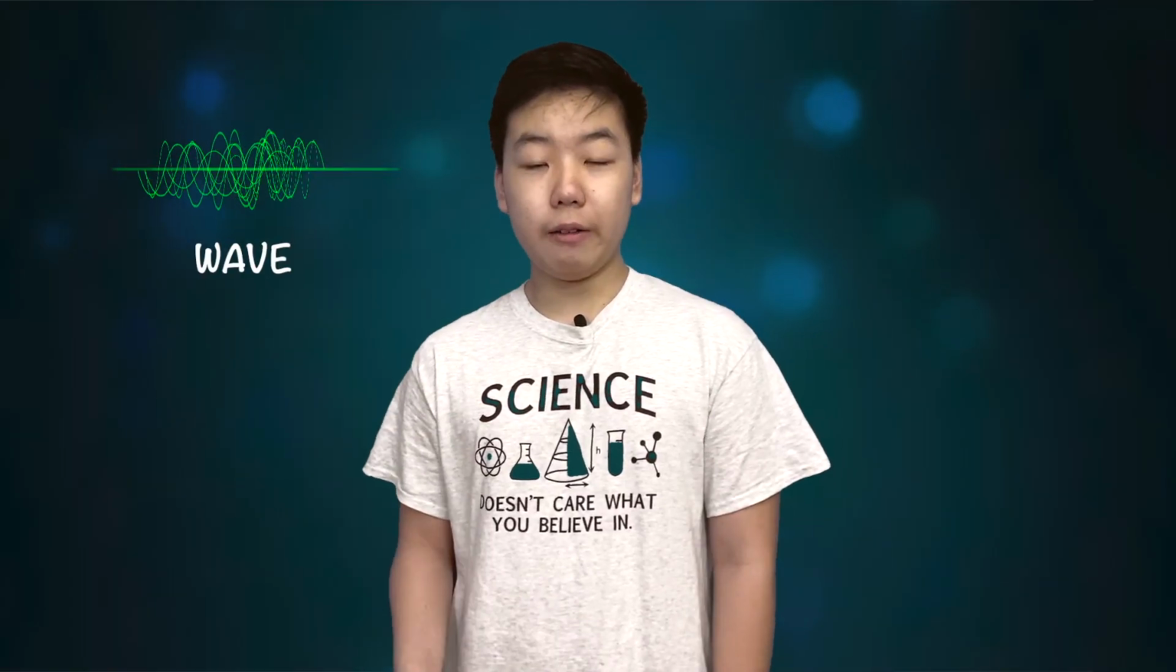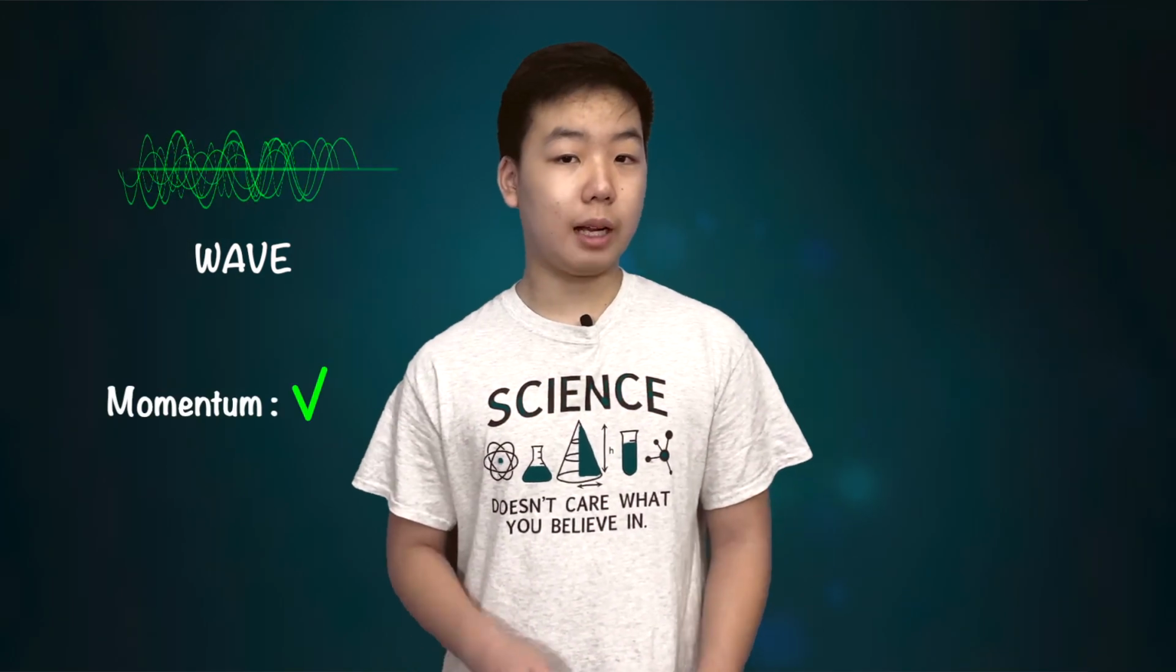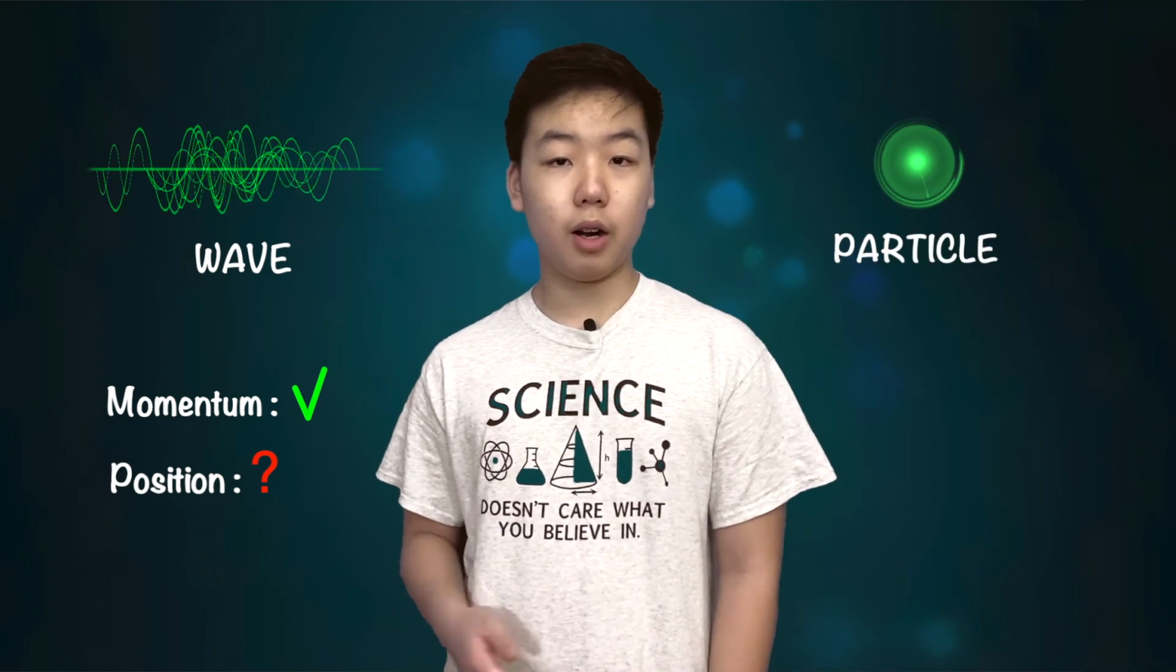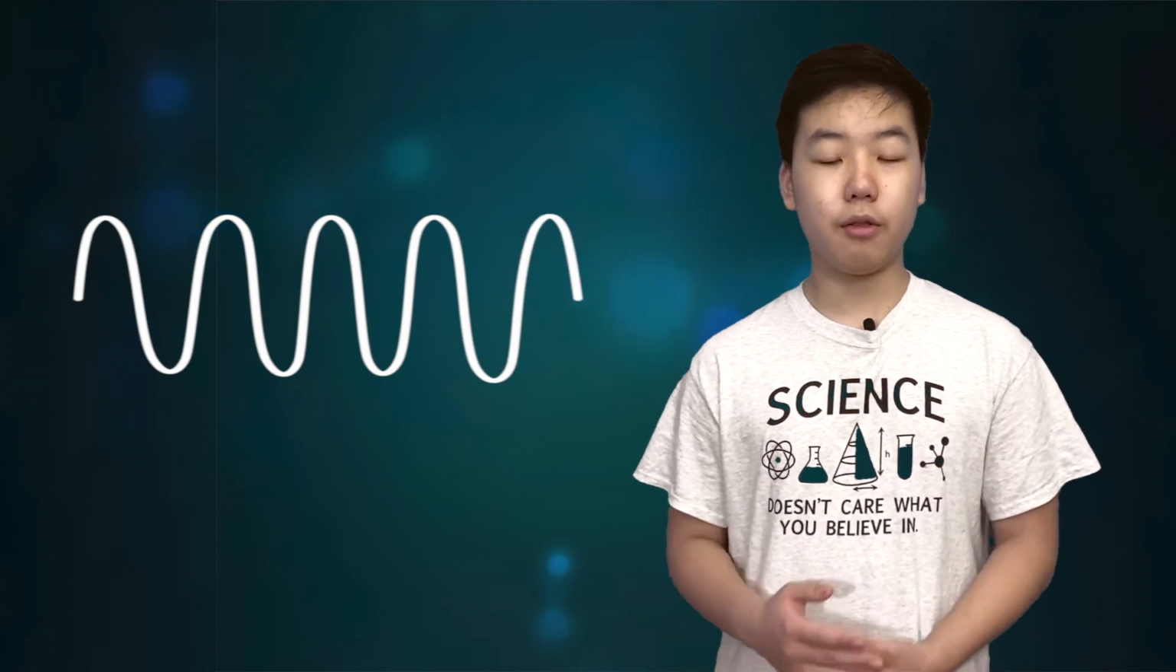So if we have a wave, we can measure its wavelength, which we can use to find out its momentum. But a wave still has no exact position. We can find out a particle's position, but it doesn't have wavelength, so we don't know its momentum. If we want to know both the momentum and the exact position of an object, we need to combine wave and particle behaviors into a single graph. This would look like a wave, but in a restricted area.